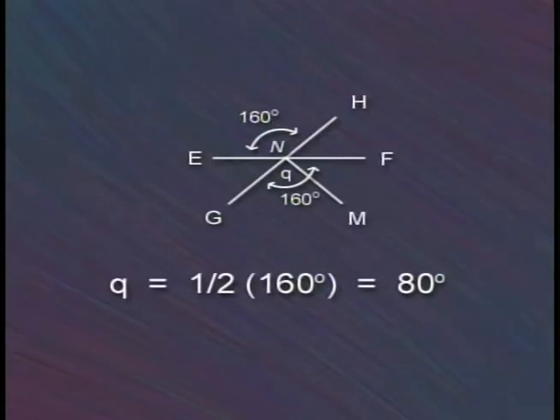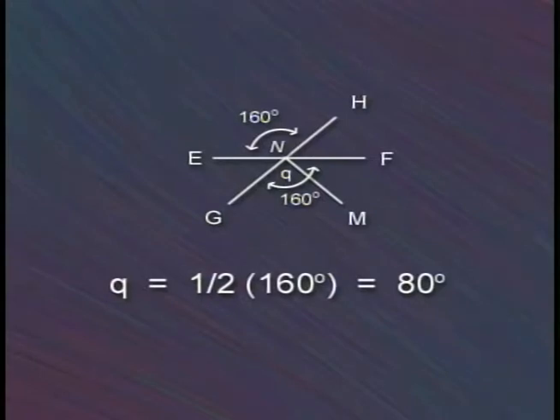The only angle measurement that is given is angle ENH, which measures 160 degrees. What else do we know? Well, we know that vertical angles are equal. In this case, angle GNF is vertical to angle ENH, so it also measures 160 degrees.